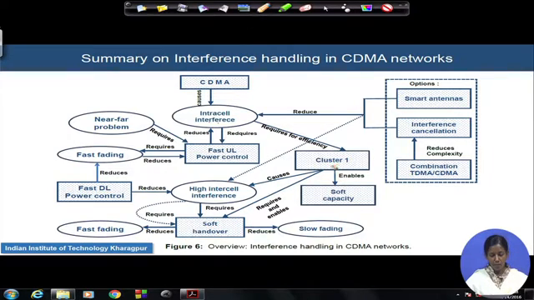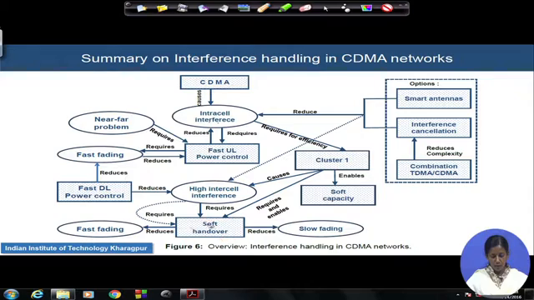But cluster 1, with same frequency deployment for all users, also causes high intercell interference, because cluster 1 means all the other neighboring clusters will also be using the same frequency. So high intercell interference is expected to happen, and to mitigate that you require soft handover also. This high intercell interference can also be reduced by fast downlink power control. So, fast downlink power control is a very good medicine for your fast fading as well as for the high intercell interference.